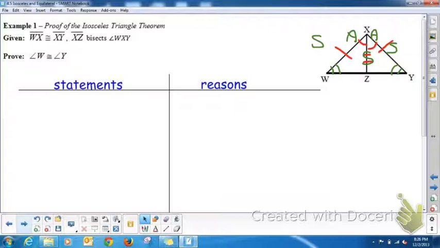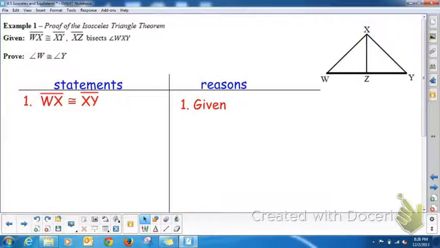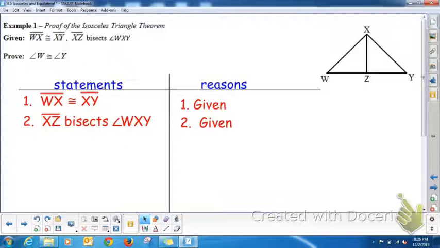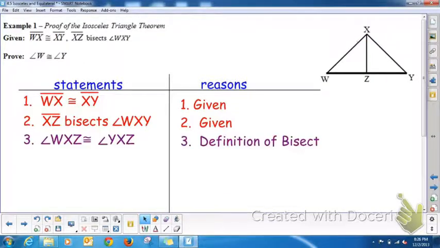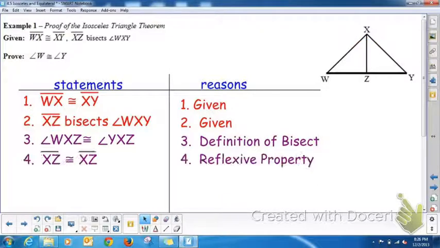So let's write the proof. Segment WX is congruent to segment XY. We said we knew that because it was given to us here. Segment XZ bisects angle WXY. We said we knew that because it was given to us. And therefore we know that angle WXZ is congruent to angle YXZ by definition of the word bisects. Next we said we knew that XZ was congruent to itself using the reflexive property.